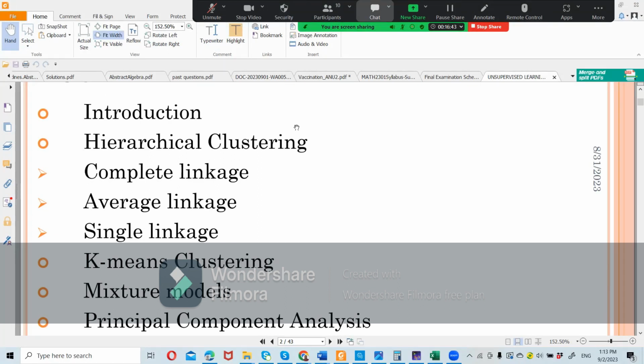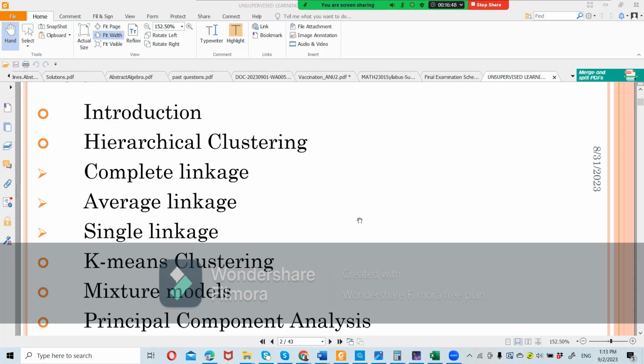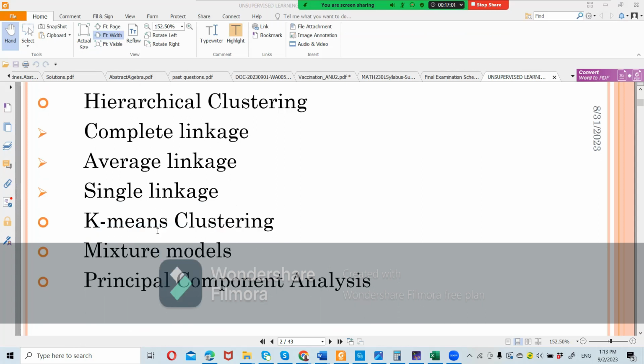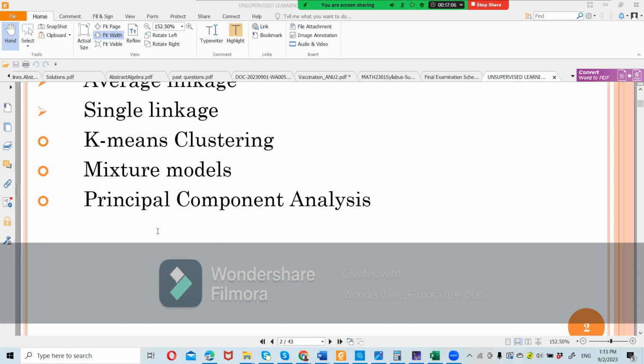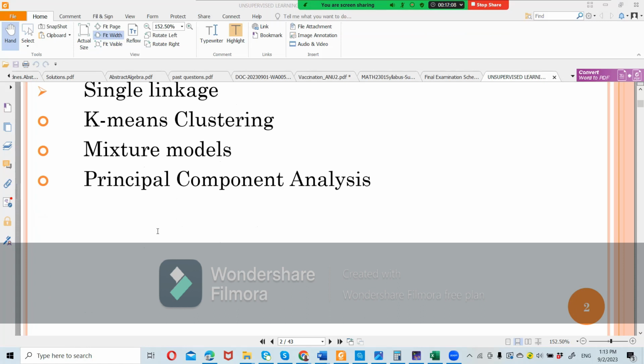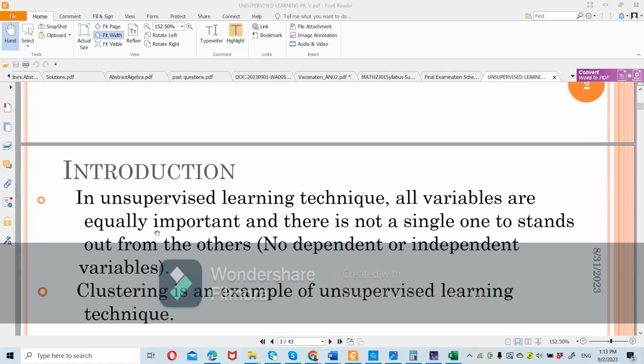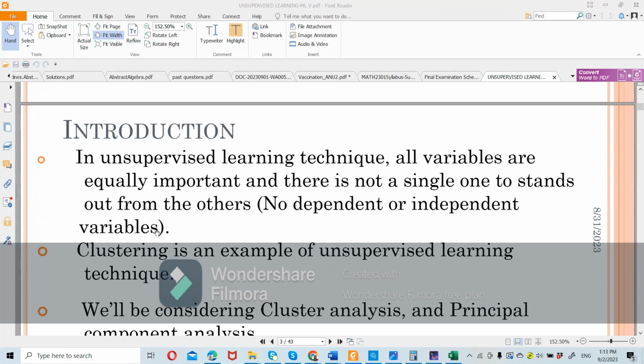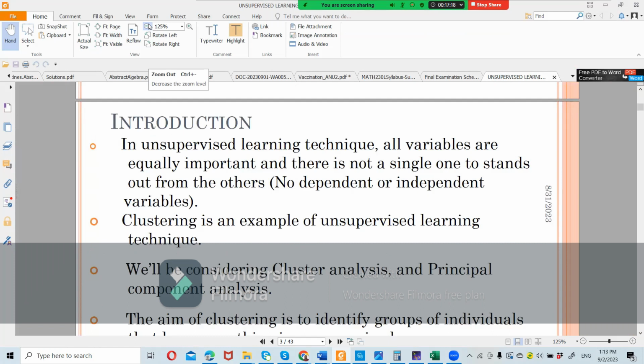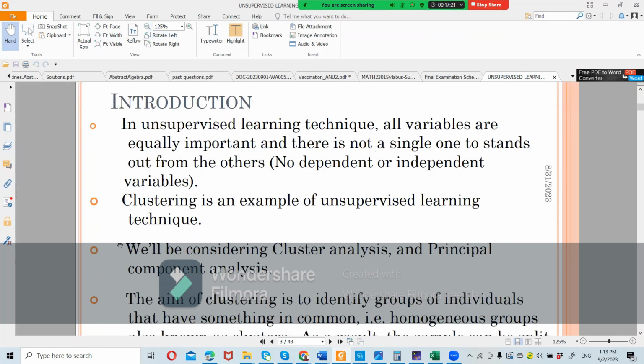In clustering, we have two types of clustering: hierarchical clustering and k-means clustering, and we are going to be looking at that. When we are done with clustering, we look at principal component analysis. And the clustering, just like I said, is divided into three: the single linkage, the average linkage, and the complete linkage.